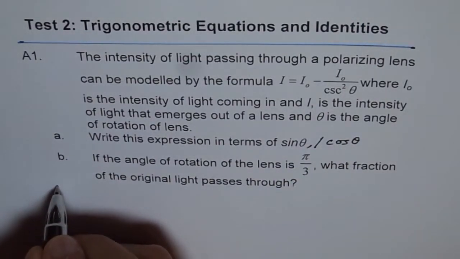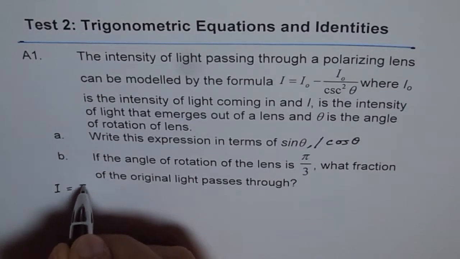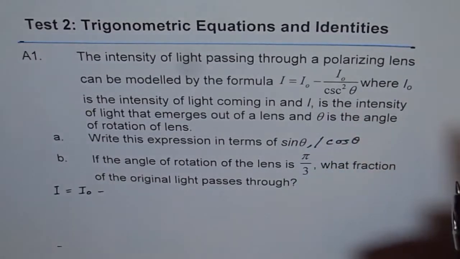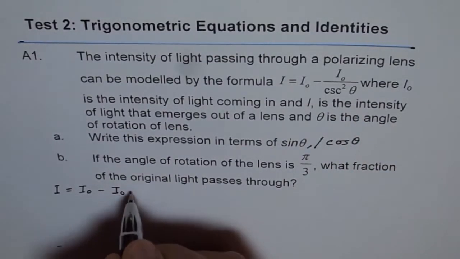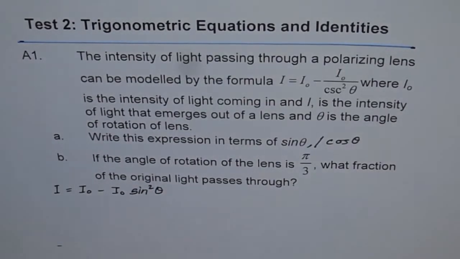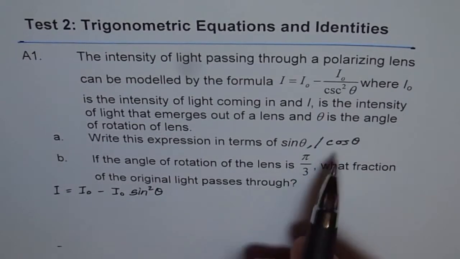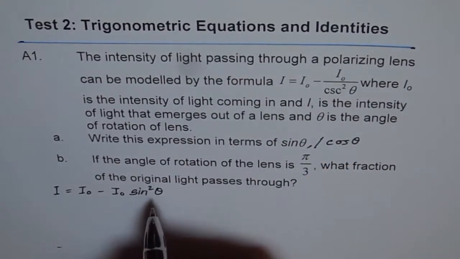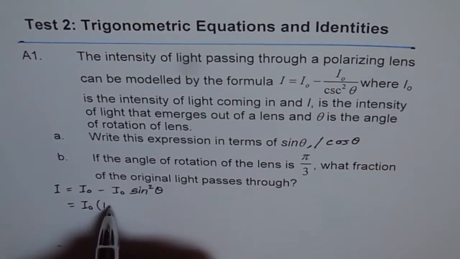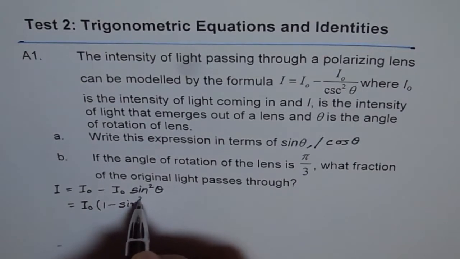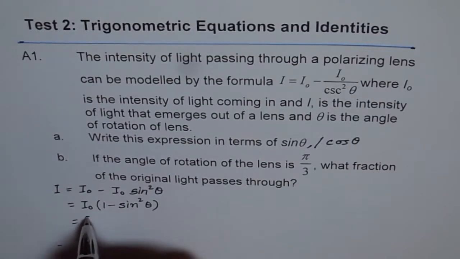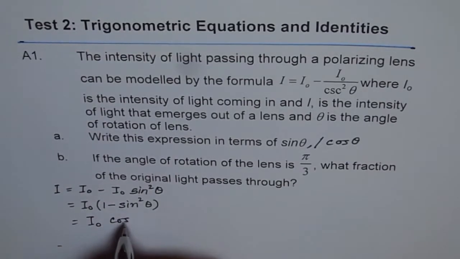Let me do that first for you, which is I equals I0 minus, so cosecant square theta is 1 over sine square theta. So we get I0 times sine square theta in the numerator. Now, in case you want to write it in cos theta, then we can take common I0, so we get I equals I0 times 1 minus sine square theta. And what is 1 minus sine square theta? It is cos square theta. And so you get I0 cos square theta.